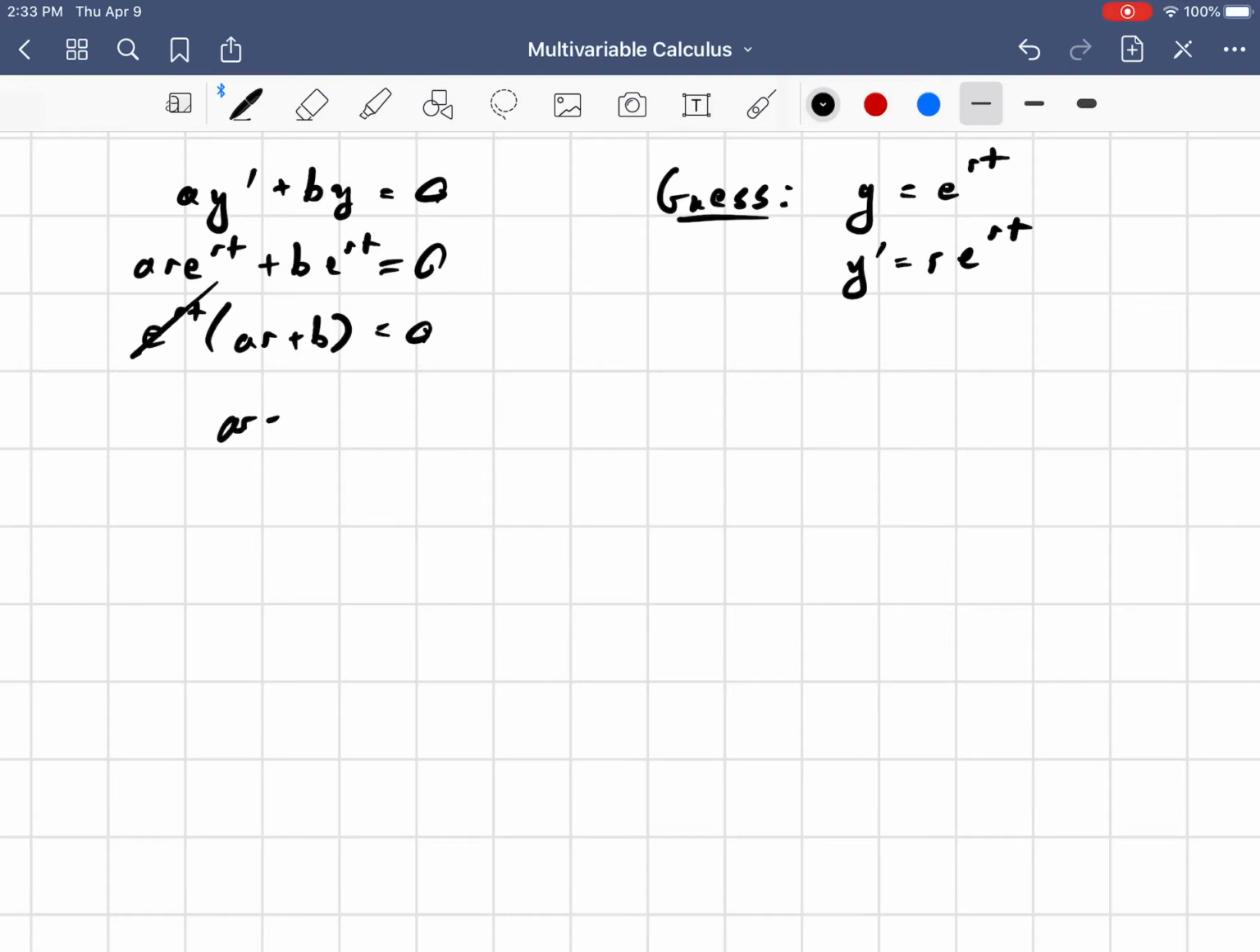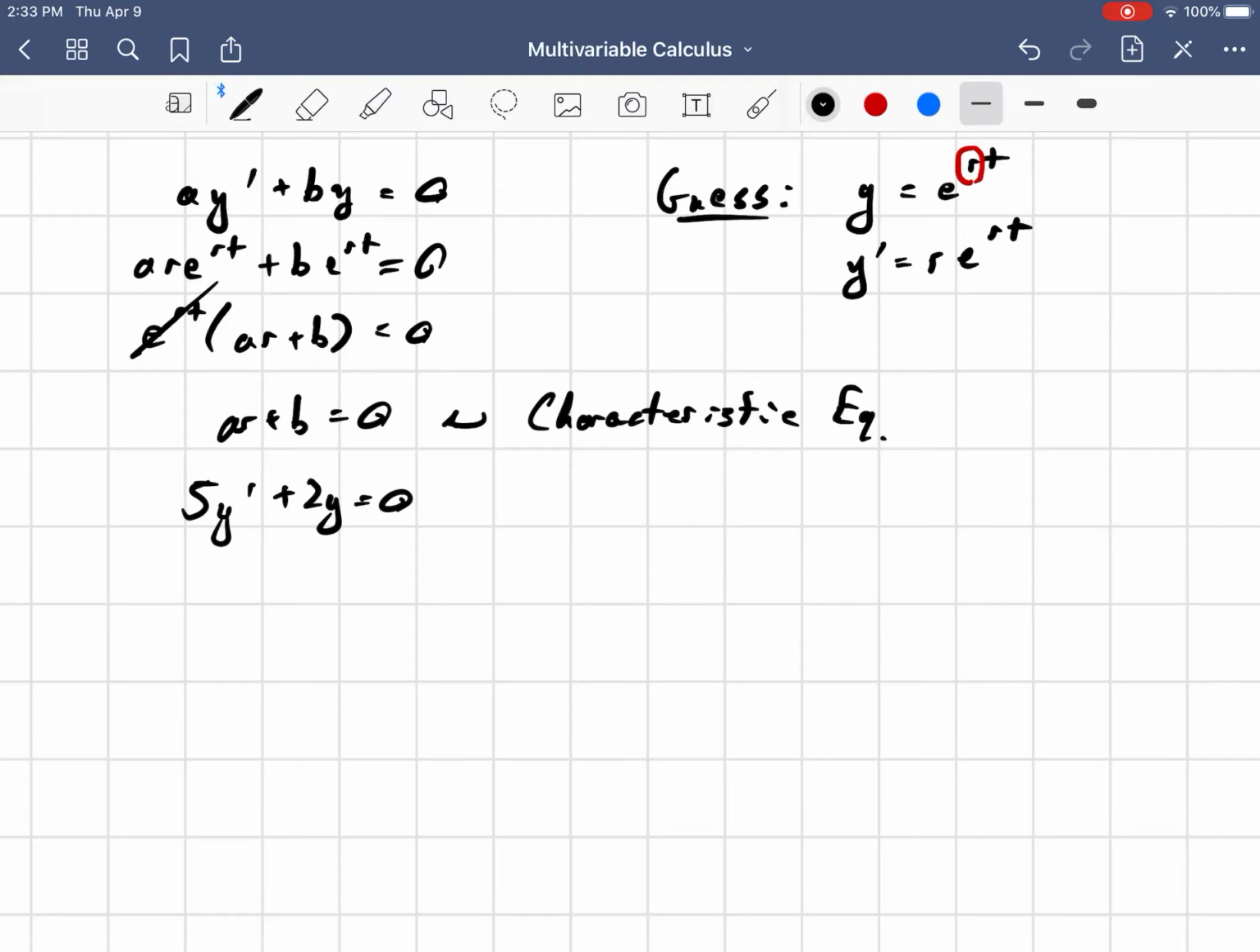And since e to the rt is strictly greater than 0, we can divide by it. And so we get that ar plus b is equal to 0. And this equation has a name. It's called the characteristic equation. And what it tells you, if you couldn't guess, is what the value for r is in front of the t here for our solution.